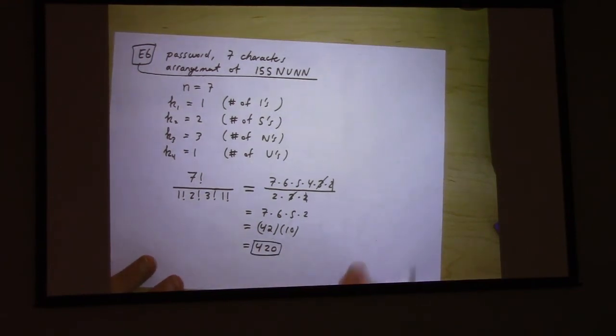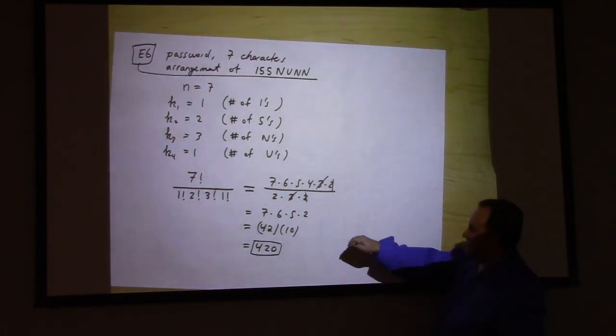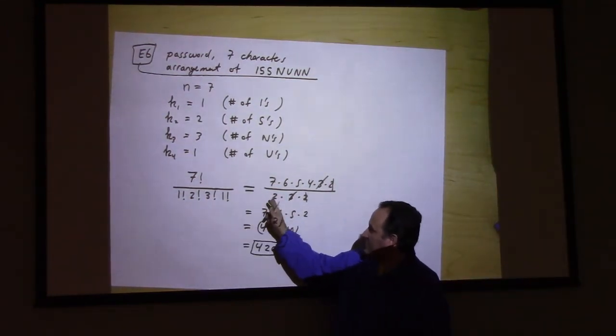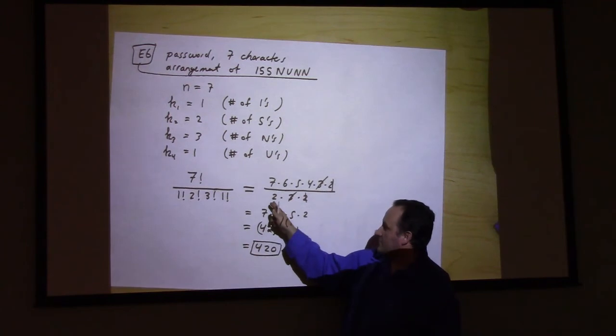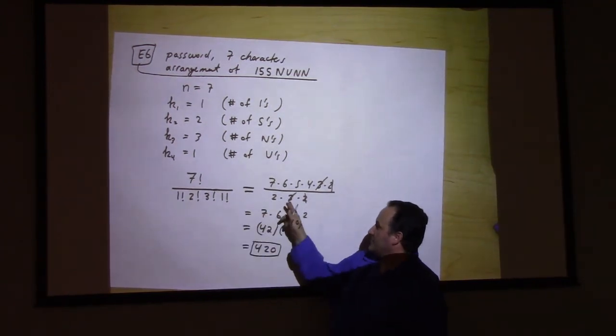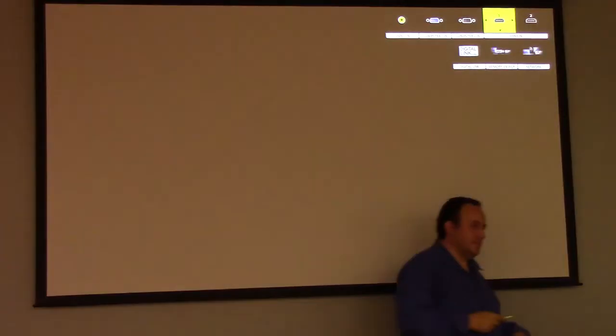Why do you have 2? The 1, 2 is from the 2 factorial. 2 factorial is 2, and 3 factorial is 3 times 2. So, yeah.